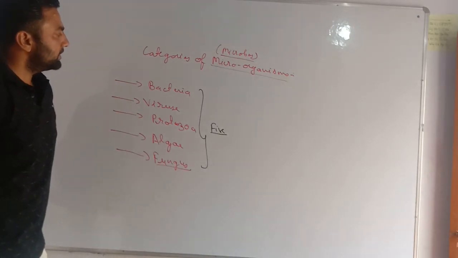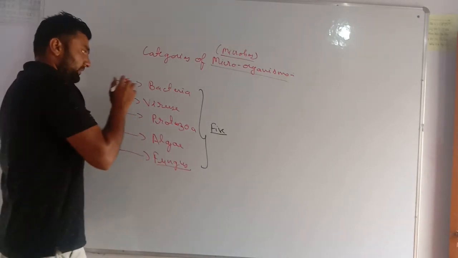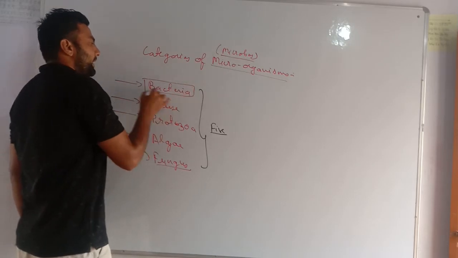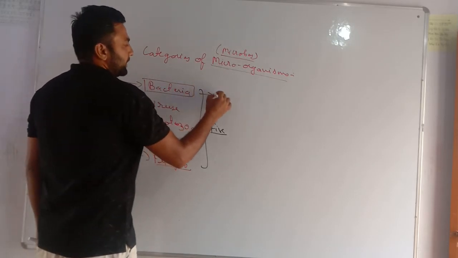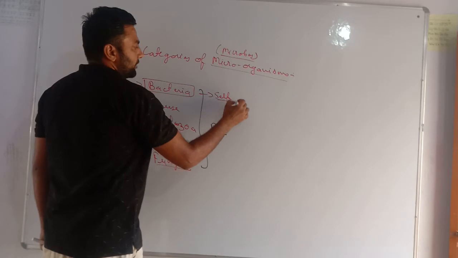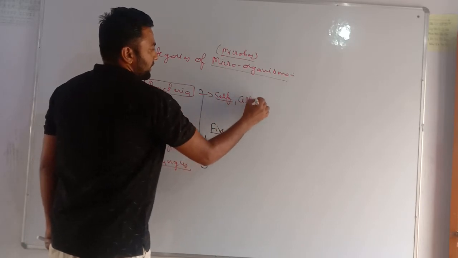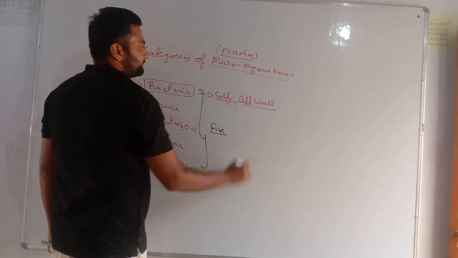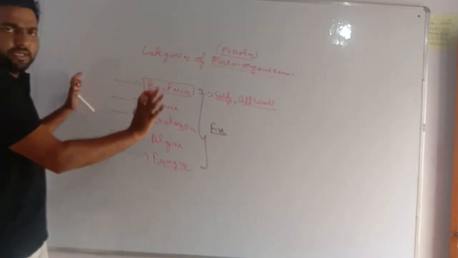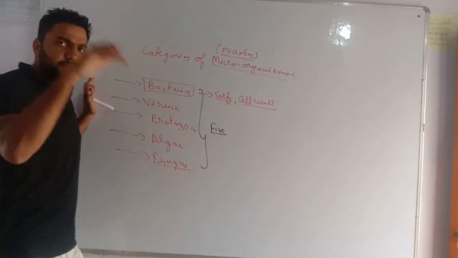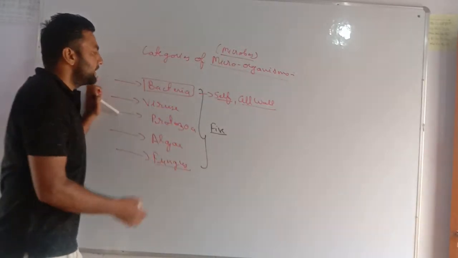Bacteria. These are microorganisms which can reproduce by themselves and have cell walls. Okay. This is just for general information, we don't need to go that much deep in 7th standard regarding this.